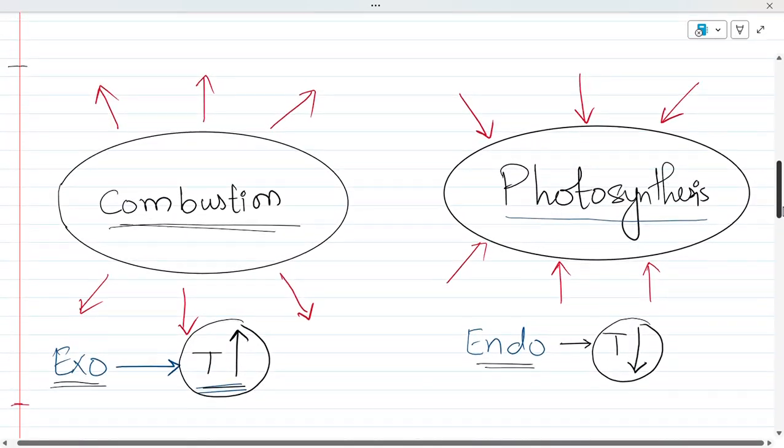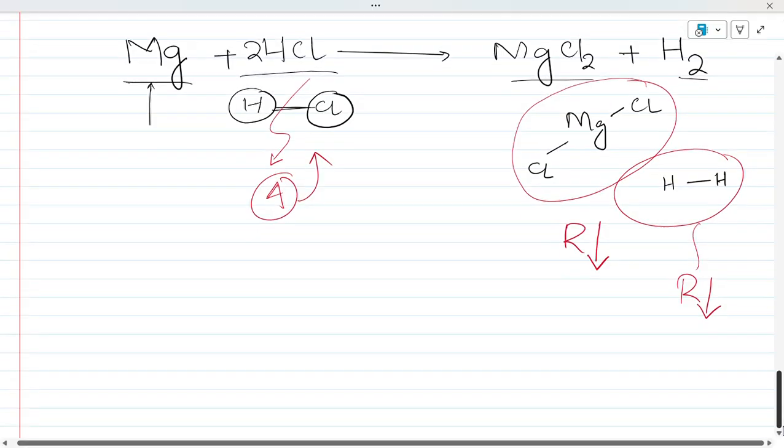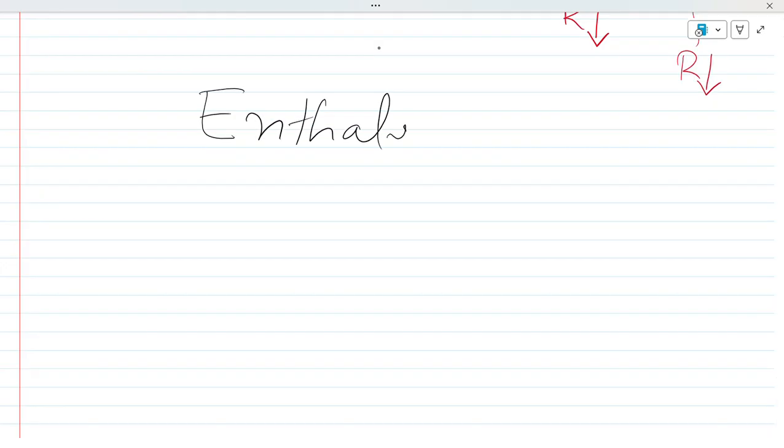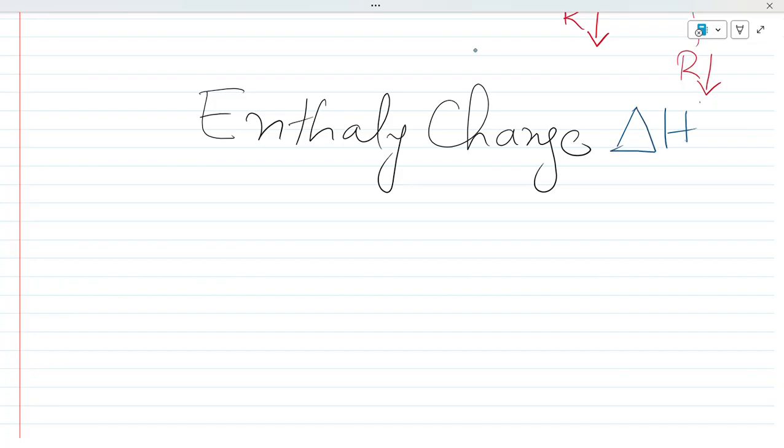Now when we talk about this energy released or energy absorbed, here is the concept related to it. We call this energy the enthalpy change. Enthalpy change is denoted by delta H. The symbol of enthalpy change is delta H. Delta means change in the enthalpy. So whenever a chemical reaction occurs in which there is an energy change, like absorption or release of energy, there is a change in the enthalpy.